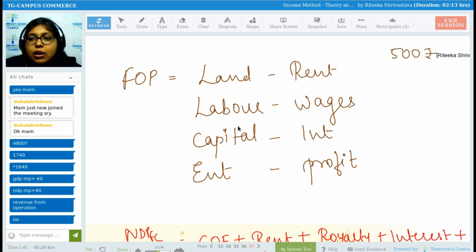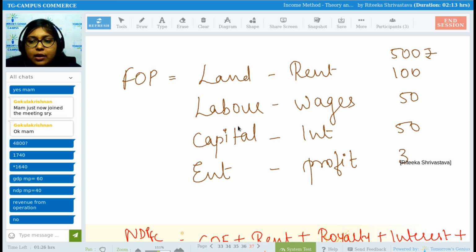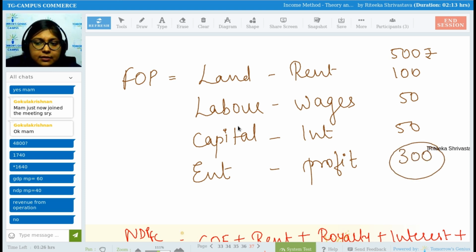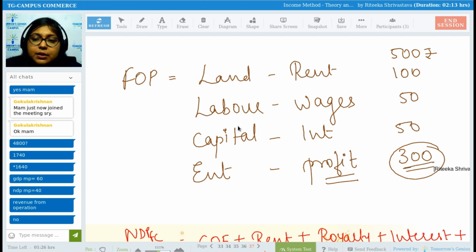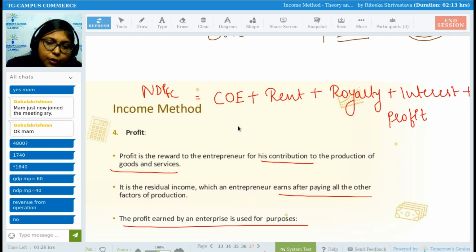500 rupees. So out of this 500 rupees, 100 rupees is gone for rent, 50 rupees has gone for wages, 50 rupees has gone for interest. The 200 are gone. So remaining is how much? Remaining is 300, and this 300 will be the profit of an entrepreneur for bearing all the risks and uncertainty. So these are the returns to the entrepreneur. Profit is the returns to the entrepreneur, and this 300 rupees is the profit. Residual income is nothing but profit.